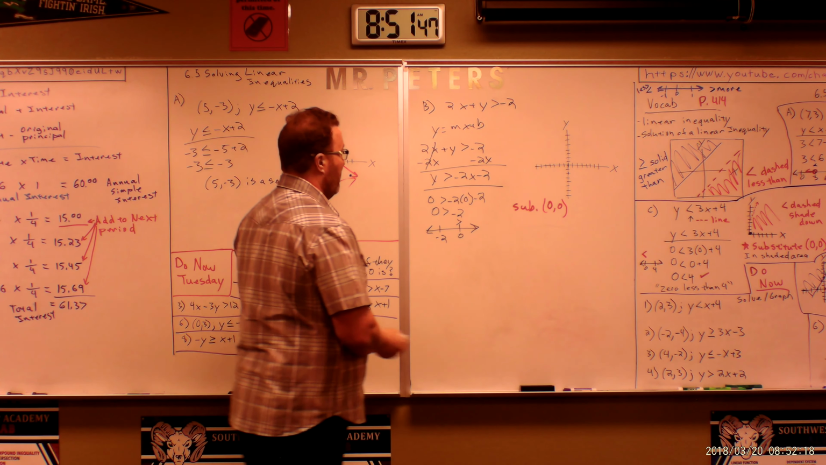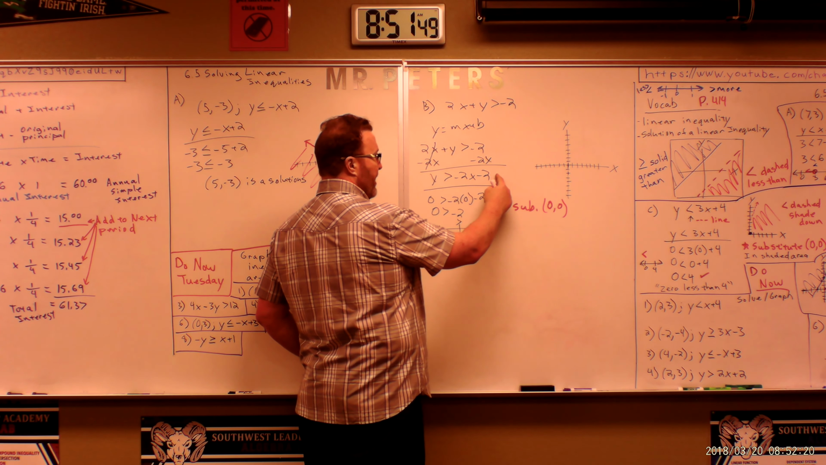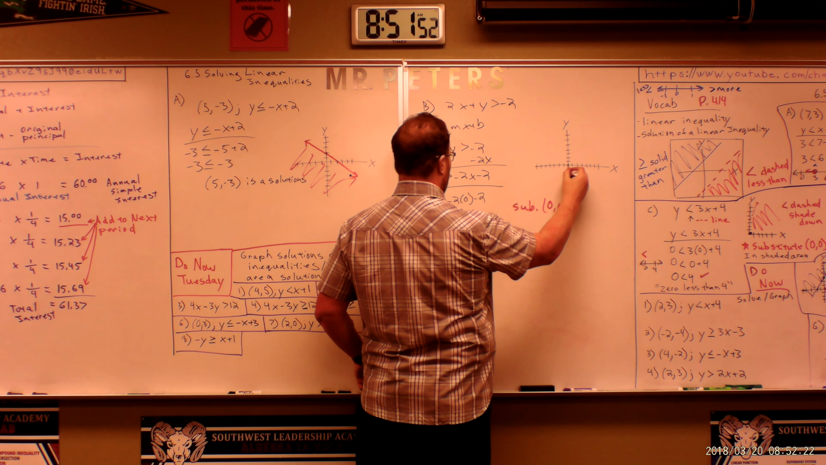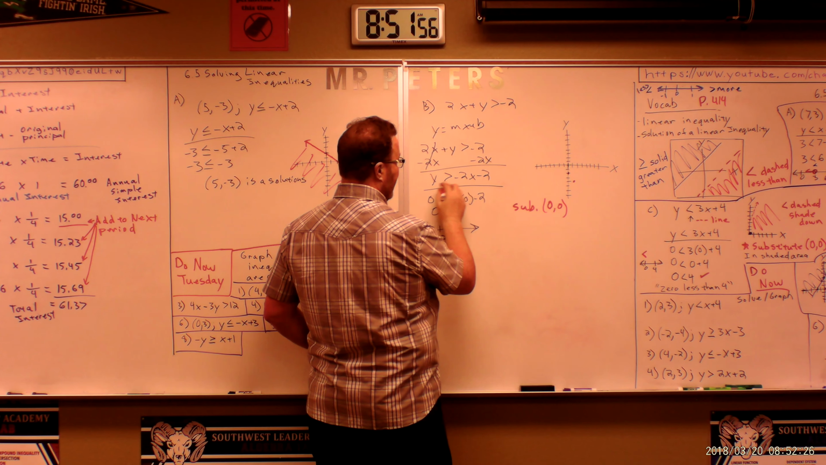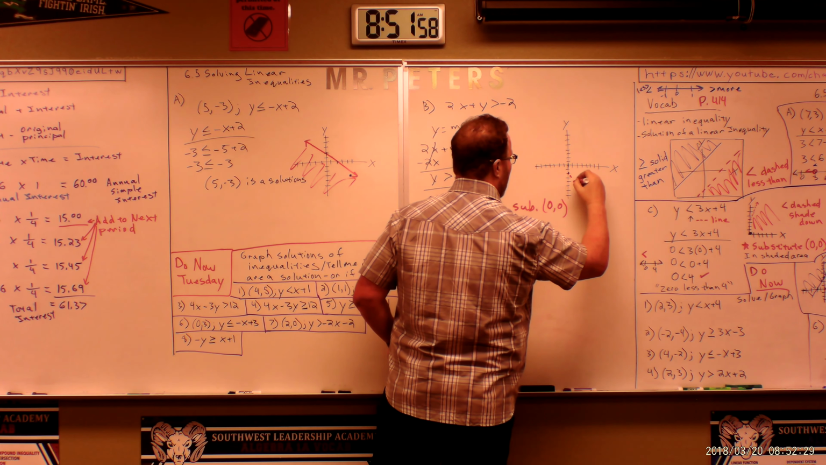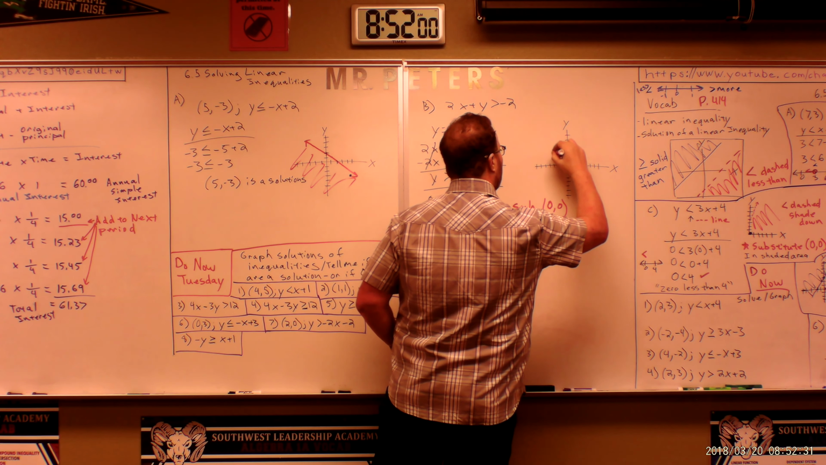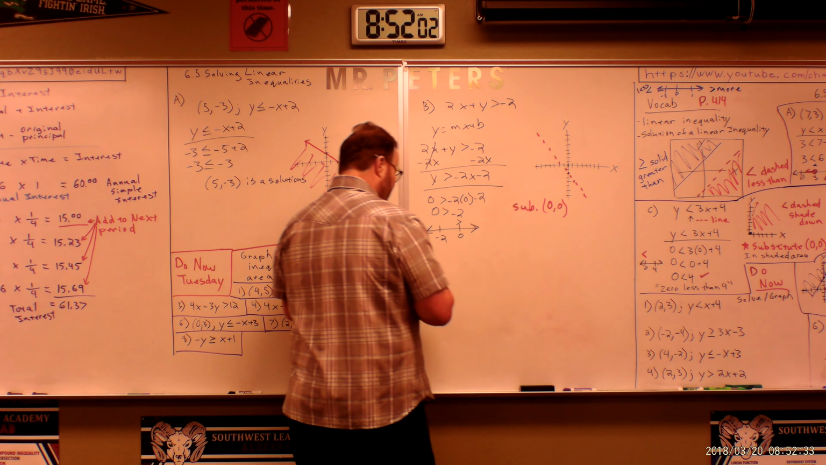Now we're going to go graph this out. So we're taking this equation, graphing it out. We're starting at -2, and we're going down 2, and we're going over 1. This has no line underneath it, so that means this line is going to be dashed. Then we go do the ordered pair.